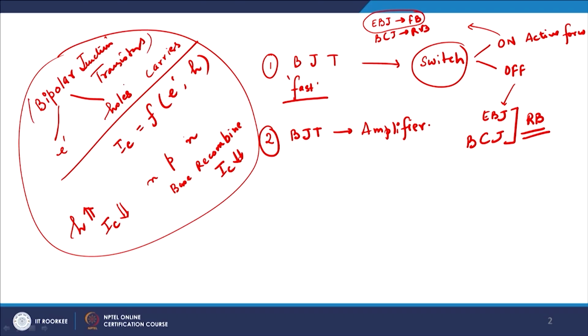We have also understood that the BJT can work as a switch. We have understood the working principles of an NPN and a PNP transistor. We have also understood the biasing criteria for the BJT to work fine. So let us now switch our attention to the BJT as an amplifier. That is the first thing we will be learning.